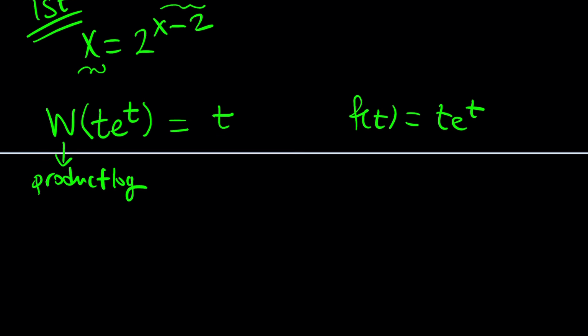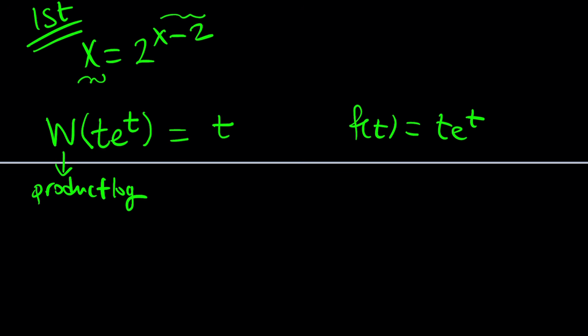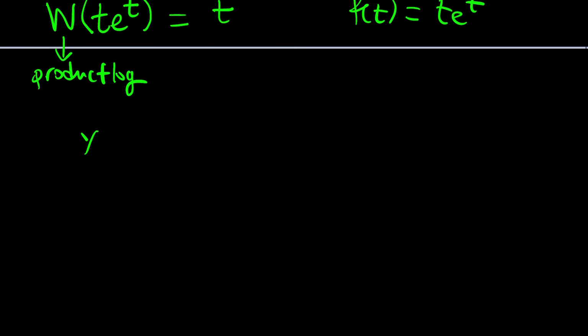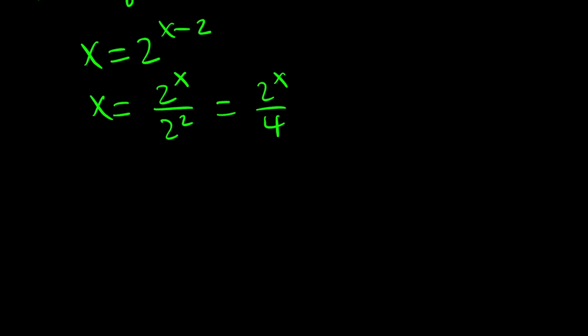We're going to go ahead and apply it. But this is not ready for Lambert's W because we do need a t, we do need an e to the t. We have none of those. The first step is going to be to get rid of this minus 2 because it's really going to cause an issue. So why don't we just write it like this? This means 2 to the x over 4. We can go ahead and cross multiply. x times 4 equals 2 to the power x.